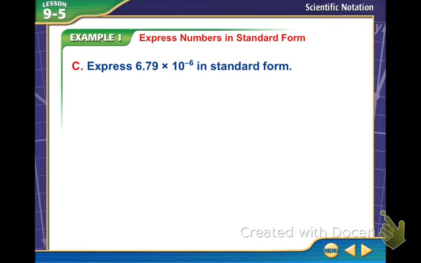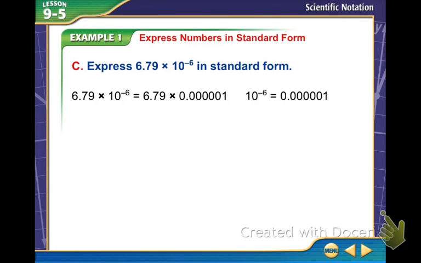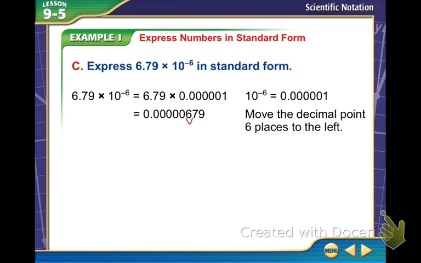In this one, we're taking 6 and 79 hundredths times a really, really little number, 10 to the negative 6. 10 to the negative 6 is 6 place values behind the decimal, really small. So we're actually going to move the decimal point 6 places to the left, making it a smaller number, which makes sense because 10 to the negative 6 is a very small number.